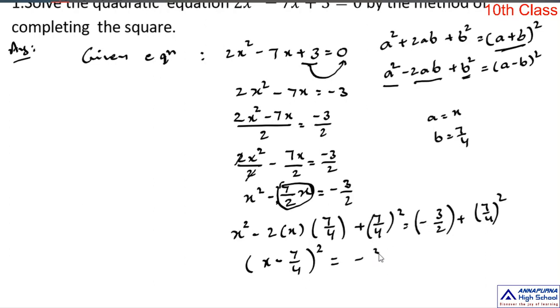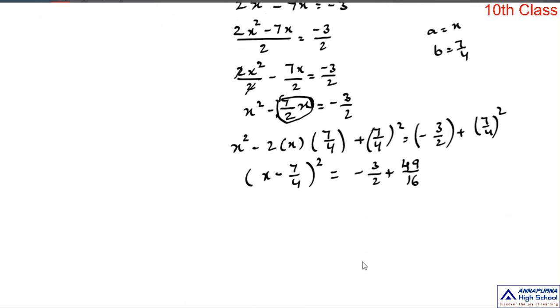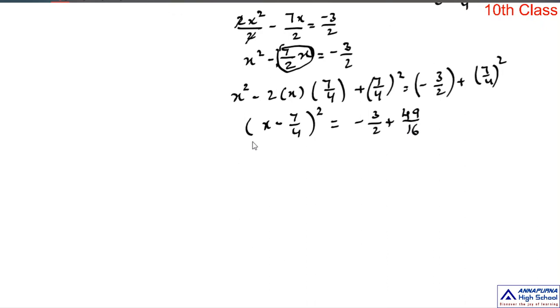Minus 3 by 2 plus 7 by 4 whole square, it is equal to 49 by 16. Okay, now continue the left side part as it is. (x minus 7 by 4) whole square is equal to, and simplify the right side part.